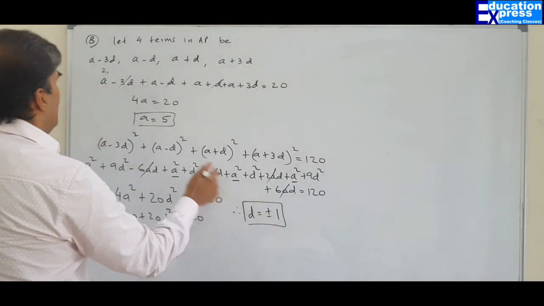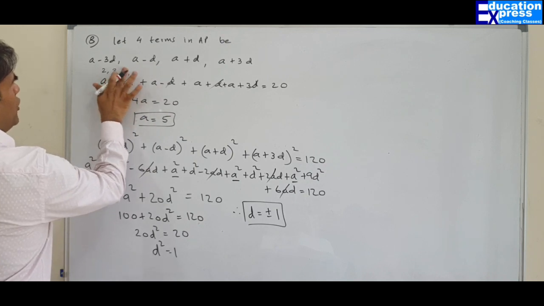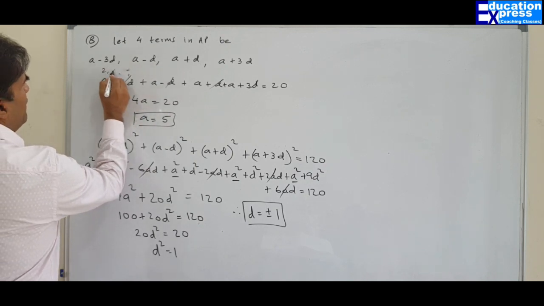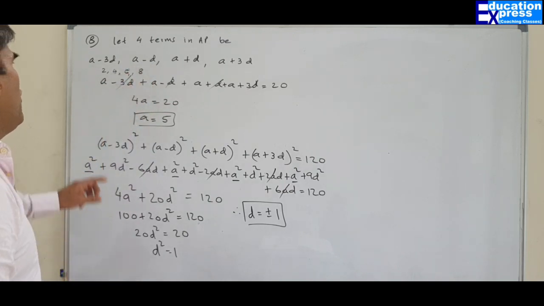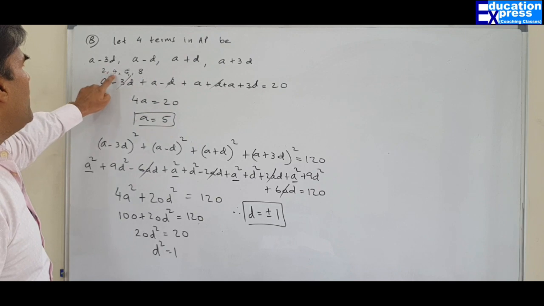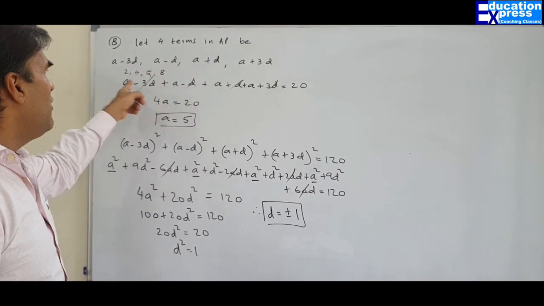Since the difference is 1, so numbers will be 2, 3, 4. It's not going to be 2, 3. 2 after that is going to be 4. It's going to be 6 and it's going to be 8. Check it out if you want. Add all of them. So 2 plus 4, 6, 6 plus 6, 12, 12 plus 8, 20. 20, perfect, the sum of all the terms.